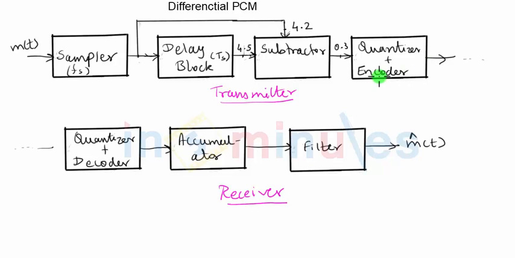If you now compare this transmitter with PCM, you can see there were no delay blocks and subtractors. We had a sampler, a quantizer, and then the encoder. In standard conventional pulse code modulation, we would have quantized 4.5 first and then 4.2. But now, instead of that, we are quantizing the difference between them, which is 0.3.